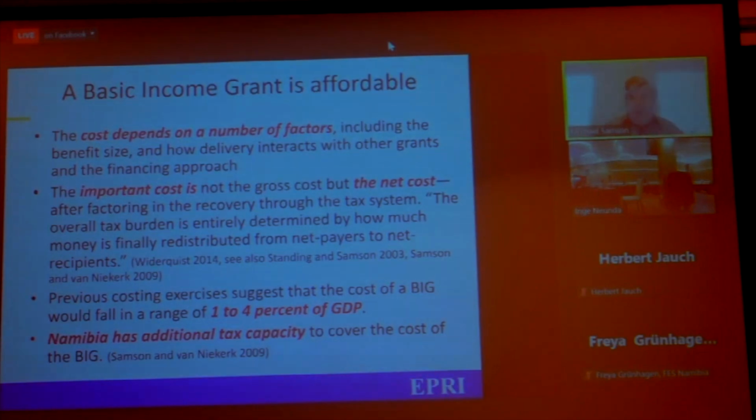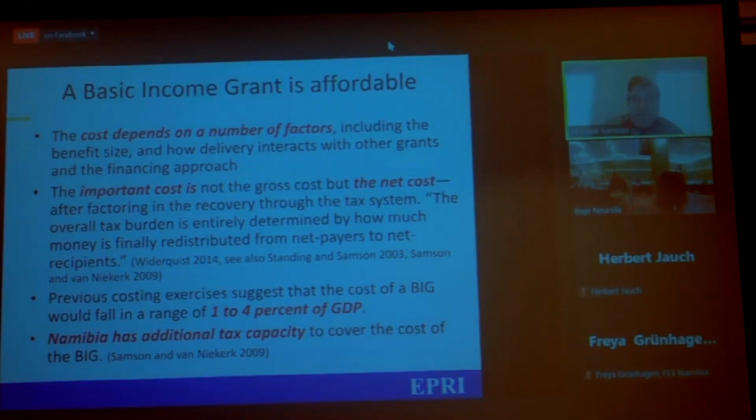Basic income grants, and in fact any kind of cash transfer, are typically financed through the tax system. And for many people in the tax system, it represents a tax rebate. And so it's important to net from the cost of the basic income grant the amount that is being recuperated from taxpayers, particularly the part that is coming right back to the fiscus through the taxpayers' own spending. Our research in previous modeling exercises has suggested that, depending on the benefit size and the way it's financed, the net cost of the basic income grant would range between 1 and 4% of gross domestic product.